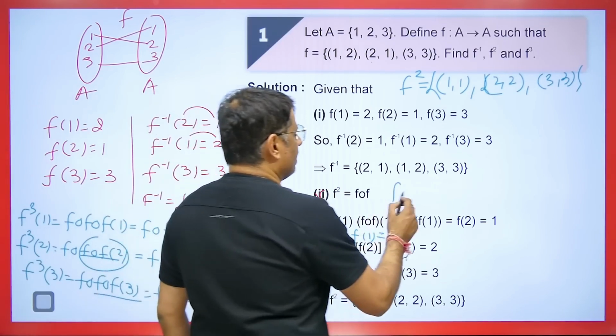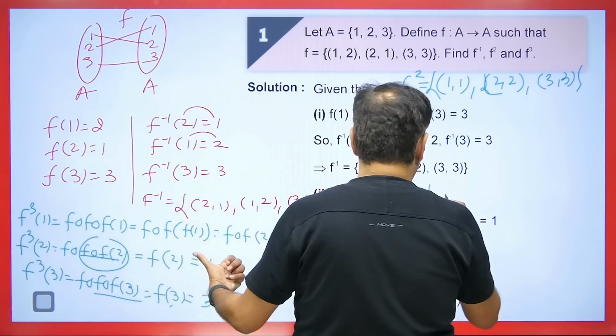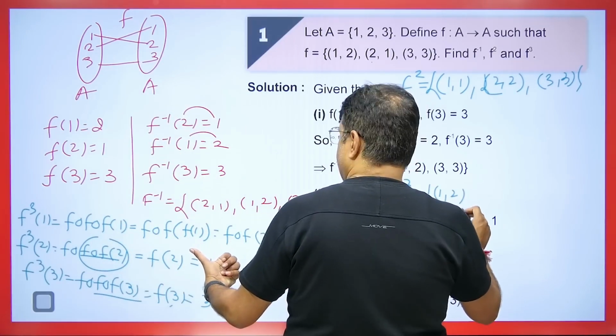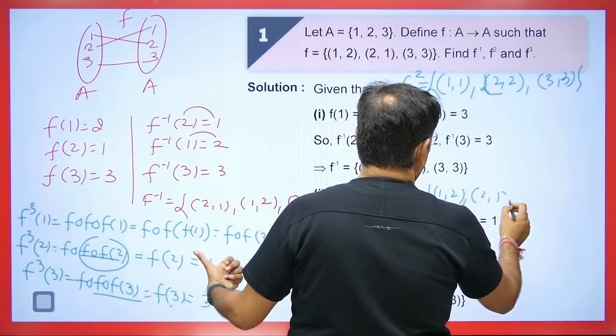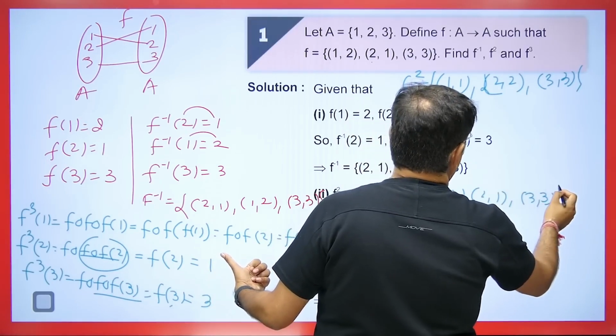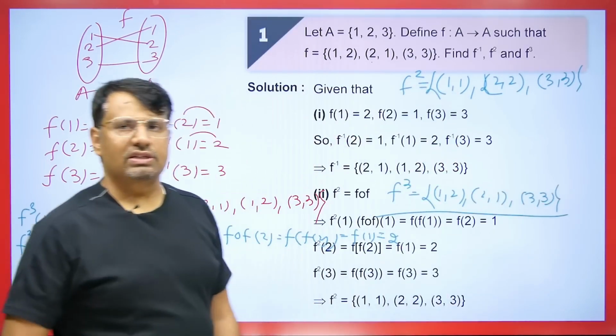If we are talking about f cube, then what will be the value of f cube? So here, where does 1 get mapped to? 2. Where does 2 get mapped to? 1. And where does 3 get mapped to? 3. In this way, we can easily calculate it.